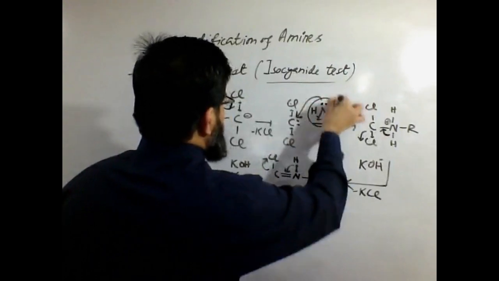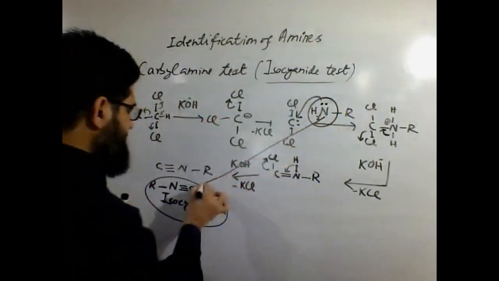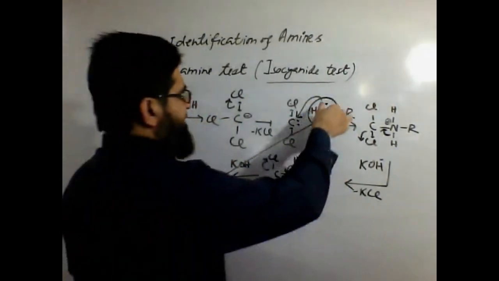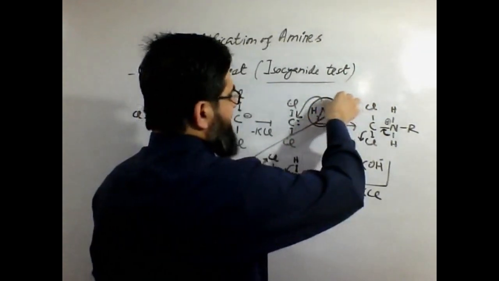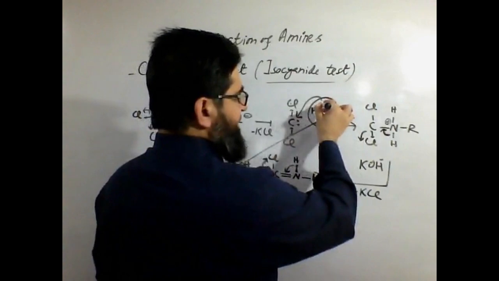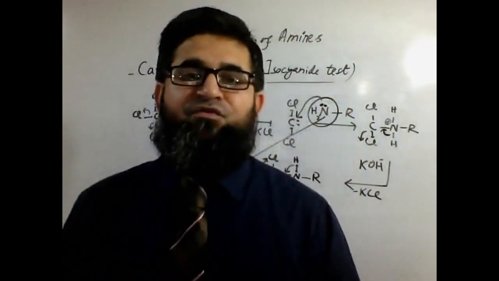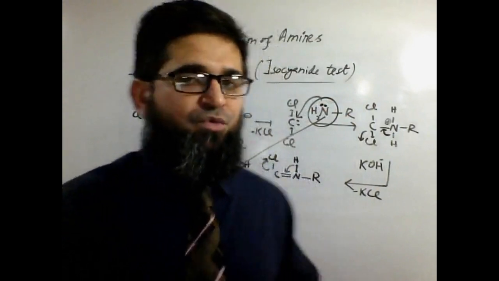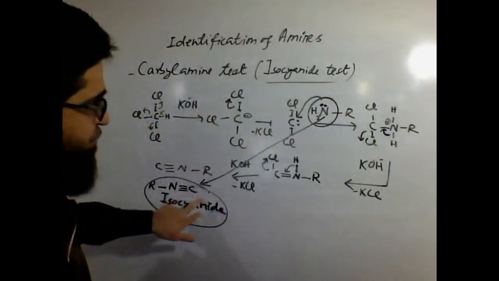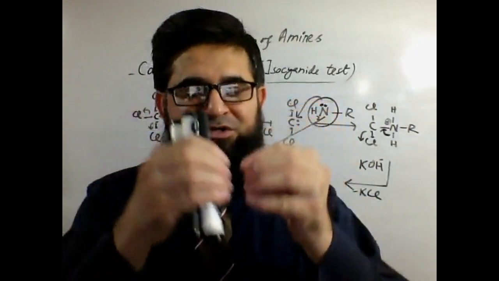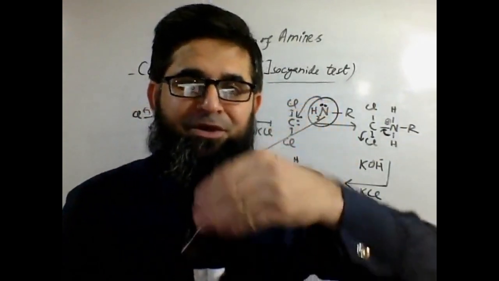This primary amine finally gets converted into isocyanide. If you have a tertiary or secondary amine in place of a primary amine, then those secondary and tertiary amines would not be able to give you the corresponding isocyanide. So resultantly, there would not be any obnoxious smell coming out of the test tube.